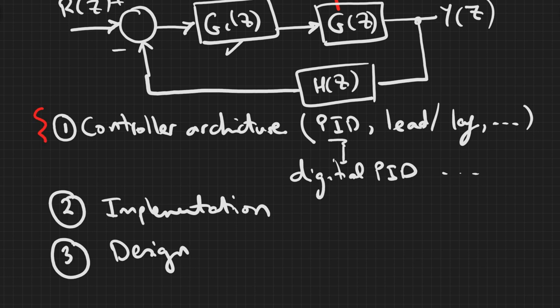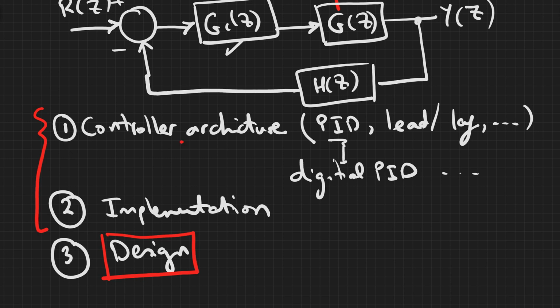In this lecture, we will try to focus on the first two, and in the second lecture, we will go into the design, because it is a little more involved. It's not so different from the continuous time, but we just need to redefine some of our basics related to root locus and frequency response and things like that in the discrete time domain.